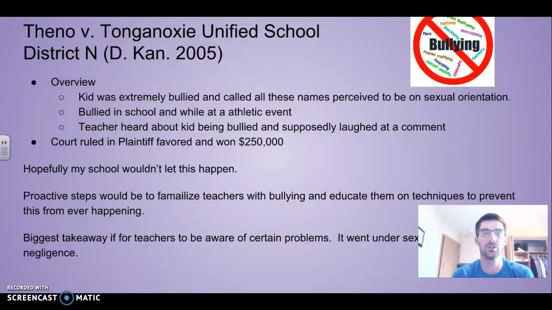Overview: a kid was extremely bullied and called all these names perceived to be based on his sexual orientation. He was bullied in school and while at an athletic event. A teacher supposedly heard about the kid being bullied and laughed at the comment that was being made and didn't discipline the other student. The court ruled in favor of this kid and he was awarded $250,000.